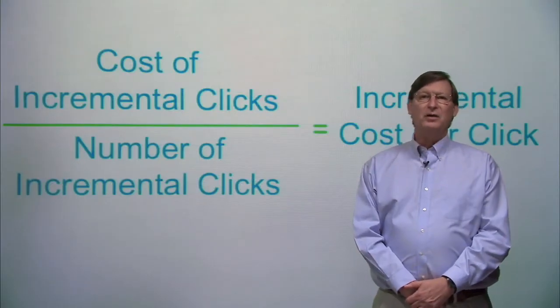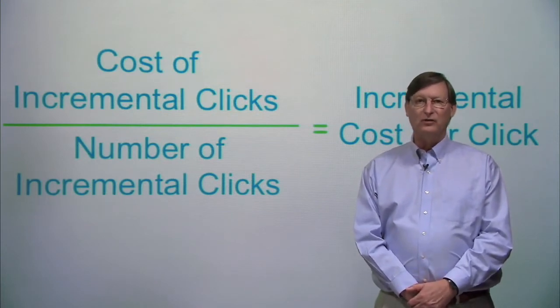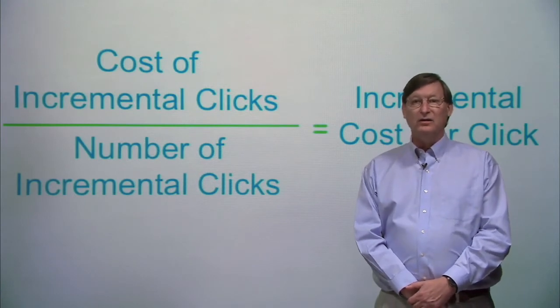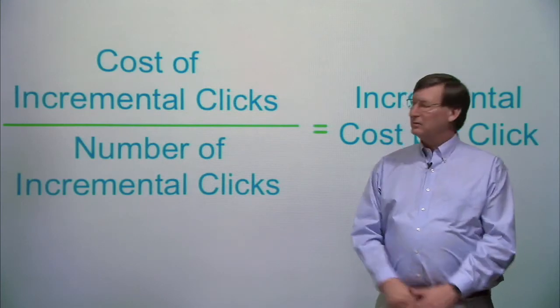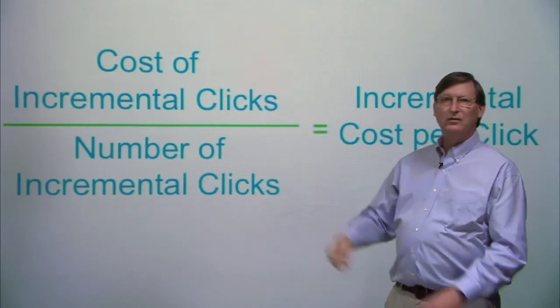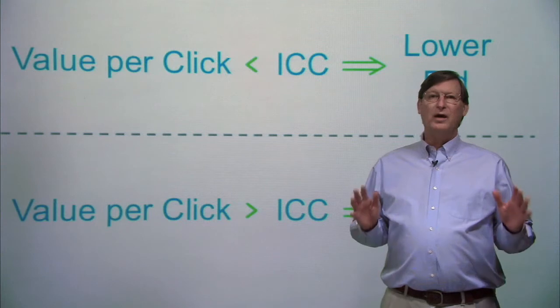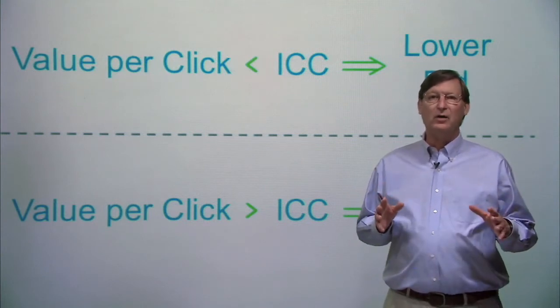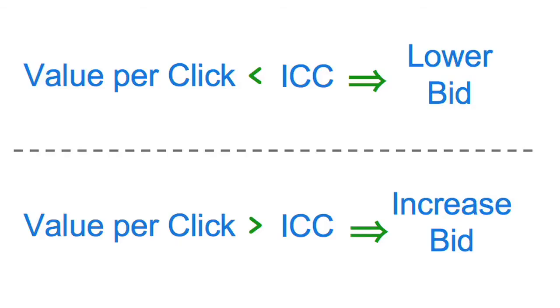The reason that a max bid of $4 generated more profit than our initial $5 bid was because the incremental cost of the clicks we got at the higher bid exceeded the incremental value of those clicks. That is, the additional cost of gaining the clicks was more than the revenue we generated from them. That ratio, the cost of incremental clicks divided by the number of incremental clicks, is called the incremental cost per click, or ICC. Whenever your value per click is less than the incremental cost per click, it will pay you to lower your bid in order to reduce your cost. Conversely, if your value per click is higher than your incremental cost per click, you should increase your bid.